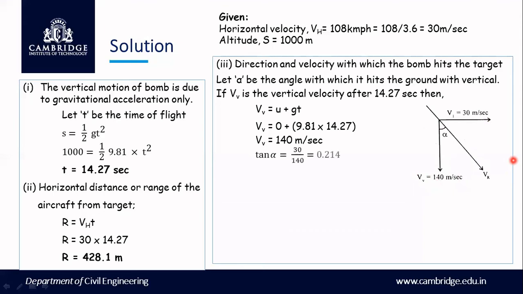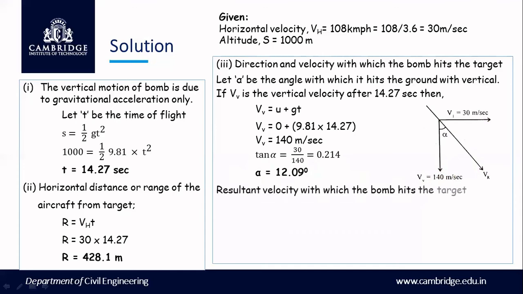So tan alpha is equal to opposite by adjacent in this triangle. So 30 by 140. If you solve further, you get alpha is equal to 12.09 degree.